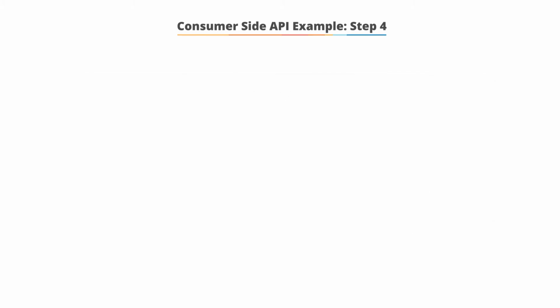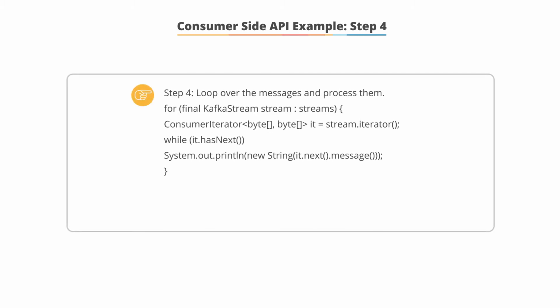Now that we have the first record, in step 4, we will loop over the messages and process them sequentially. We will establish a while loop and specify for the final KafkaStream called stream, we will create a ConsumerIterator, stream.iterator, called it, and then go into the while loop. While it has next, output the next value within the Kafka environment.